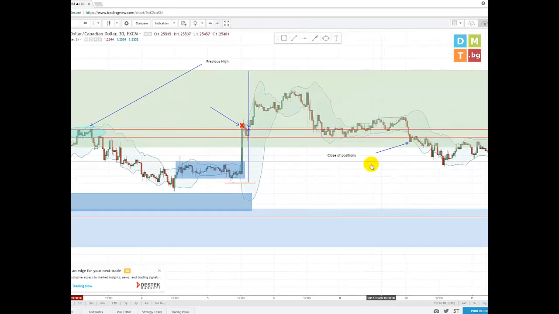Now this can give us information that the weekly resistance area will be respected and we'll possibly see a correction on the higher time frames, even on the weekly time frame or daily. So for our M30 trades, this means that we have to close them right here.